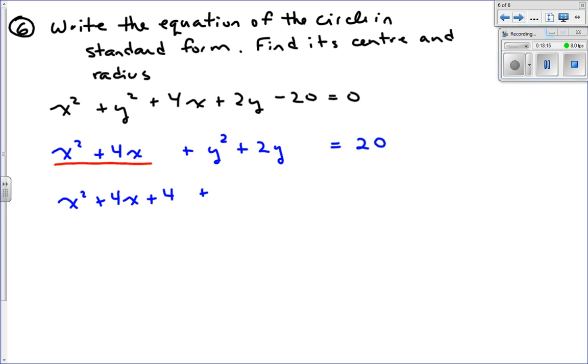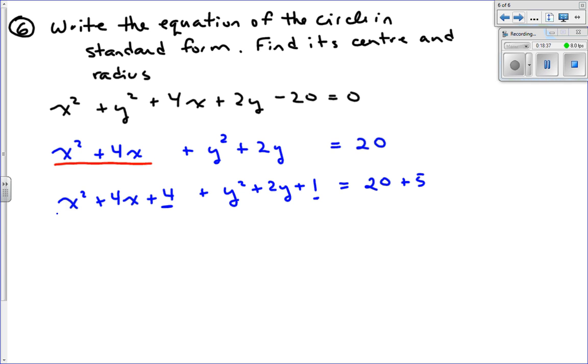And we'll do the same with the y. So half of 2 is 1, 1 squared gives me 1. So I'll have plus y² + 2y + 1 equals. Now here I've added a 4 and I've added a 1. So that's 5. So we need to add the 5 here too. So that will be 20 plus 5.